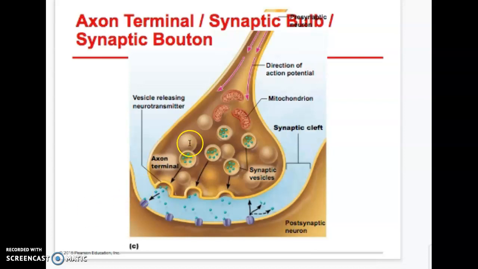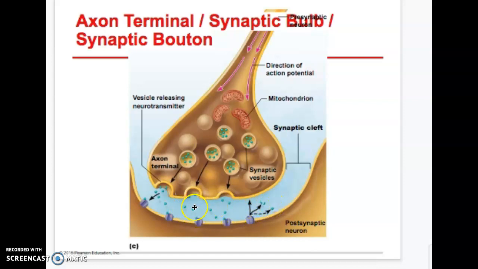So here's a cartoon of the axon terminal. And so the action potential is going to travel down the axon. And once it reaches here, it's going to trigger the opening of voltage-gated calcium channels. And calcium is going to rush into the axon terminal. And when calcium rushes into the axon terminal, it tells these synaptic vesicles that hold neurotransmitters to release the neurotransmitter. So we see the vesicles making their way to the cell membrane and releasing neurotransmitter through exocytosis.